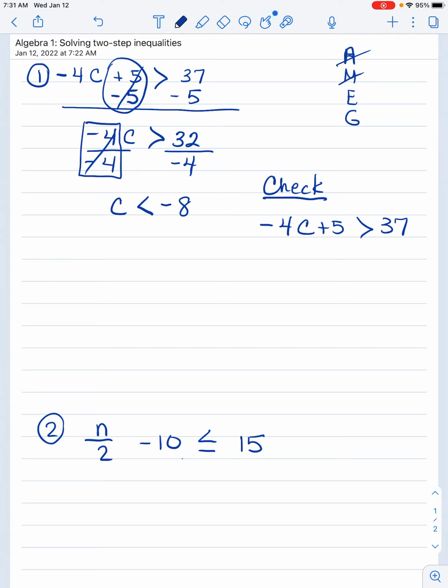Again, when you do the check, you want to substitute into the original inequality. So what am I going to do? I'm going to substitute. So I have negative 4 times negative 10 plus 5 is greater than 37. Negative 4 times negative 10 would be a positive 40, plus 5 is greater than 37. 45 is greater than 37, and that does check out. So I know that I am correct.